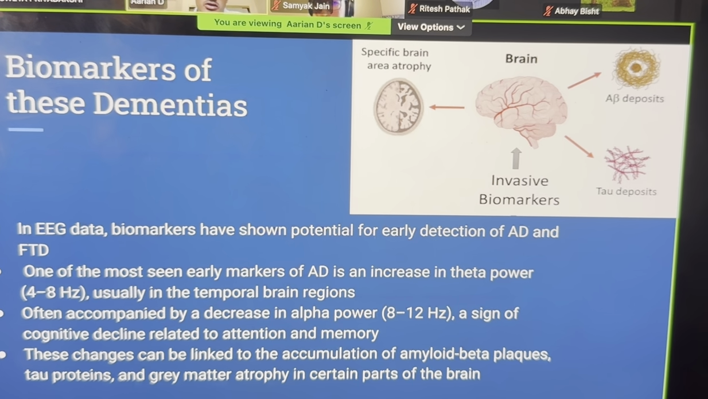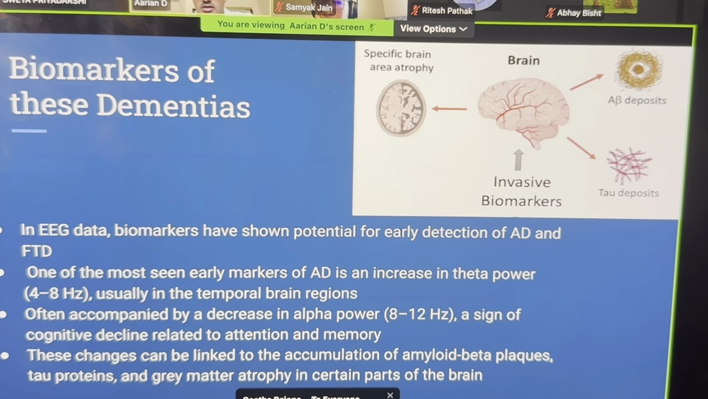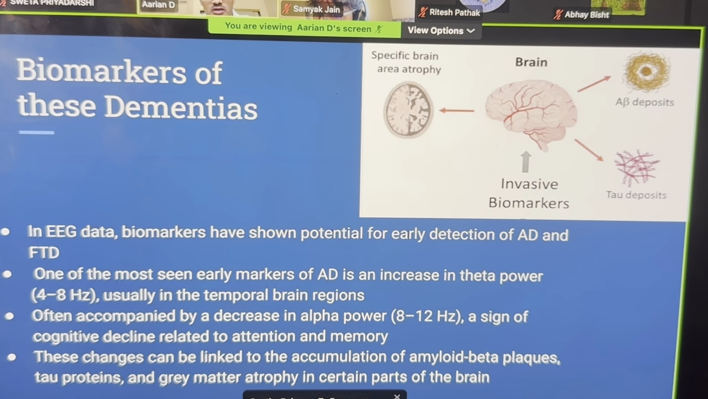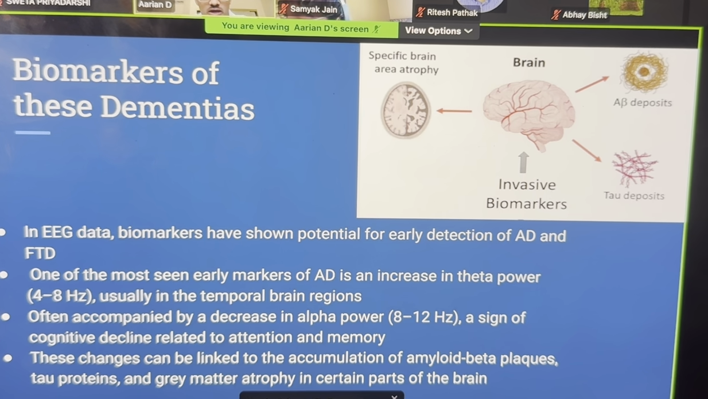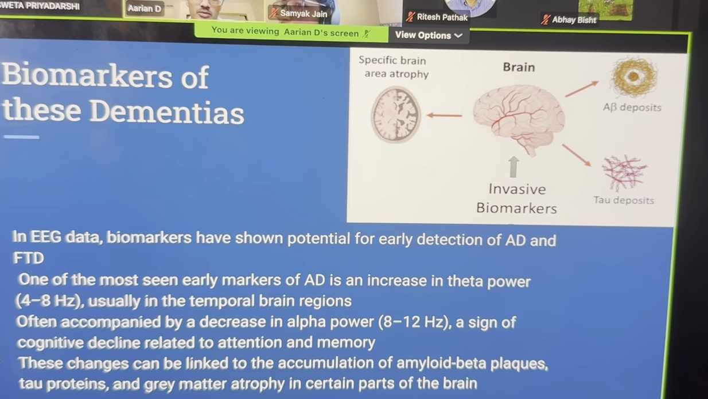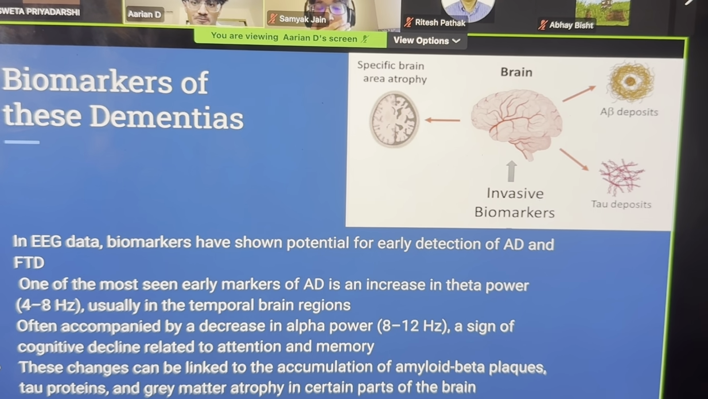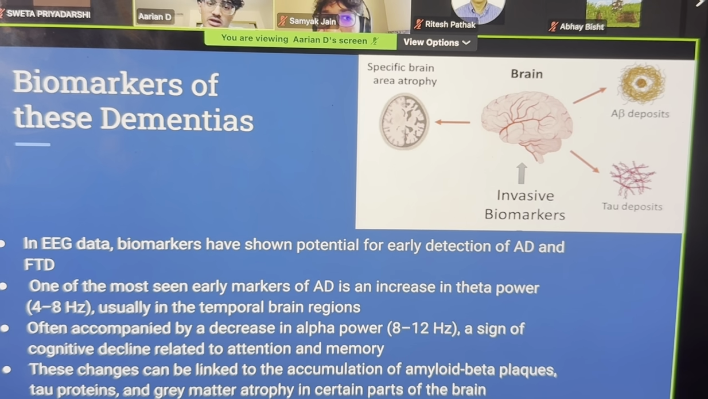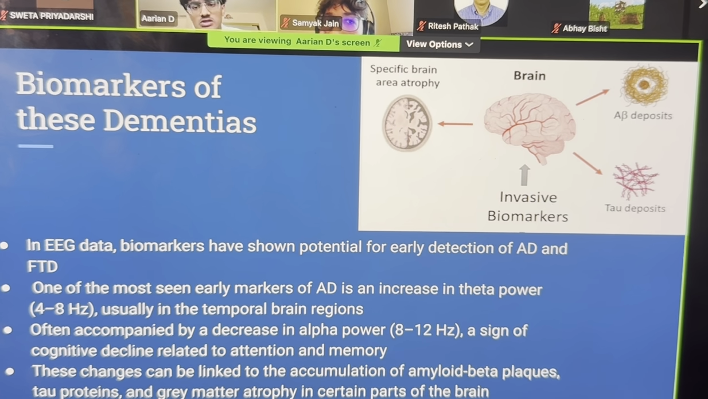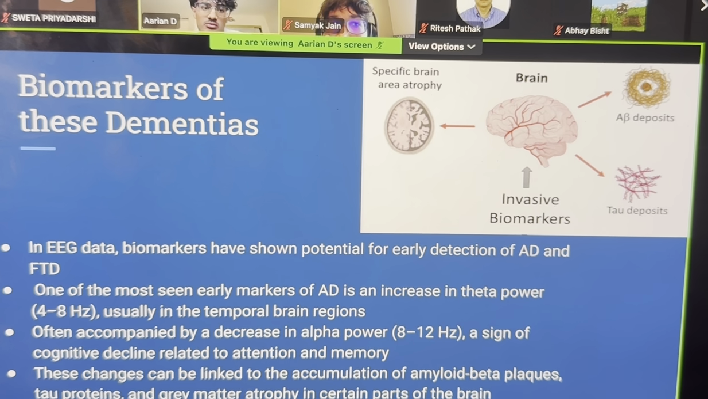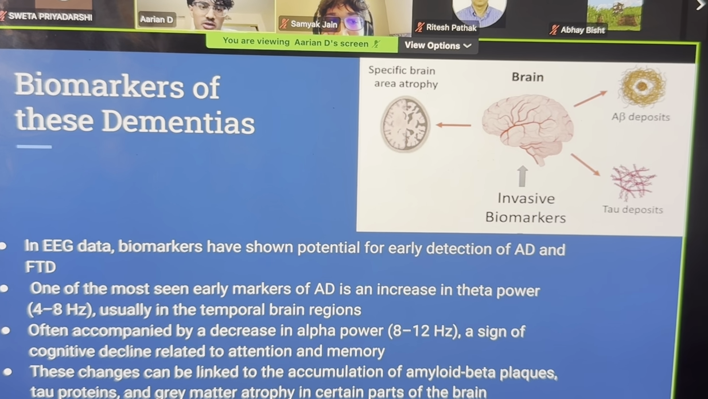One of the most seen early markers of Alzheimer's is an increase in theta power, which is a measure of the electrical activity in certain regions of your brain, usually the temporal regions. But that's often accompanied by a decrease in alpha power, which is from 8 to 12 hertz, and it's a sign of cognitive decline, related to attention and memory. These changes can be linked to the accumulation of amyloid beta plaques, tau proteins, and gray matter atrophy in certain parts of the brain.